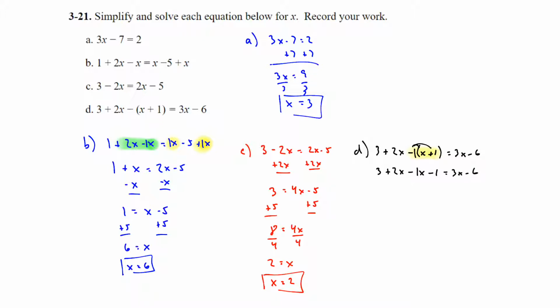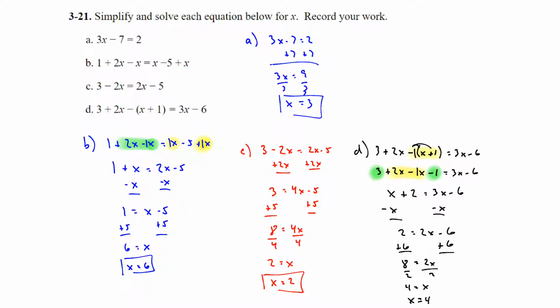And then we want to go ahead and combine our like terms. We have the x's we can combine. And then we also have the 3 and the minus 1. So we have 2x minus 1x is just x, and then 3 minus 1 is positive 2. And so then I'll subtract x. That gives me 2 is equal to 2x minus 6. Add the 6 to both sides. 8 is equal to 2x, divided by 2. So 4 is equal to x, or x is equal to 4.